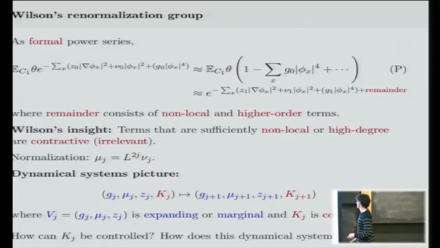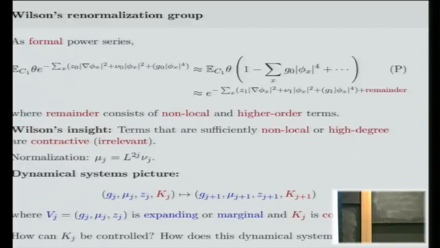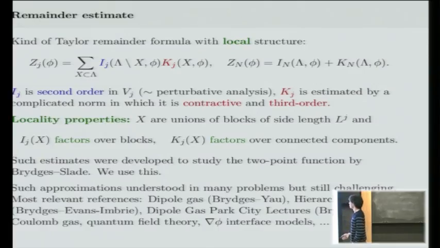So if we go back to Wilson's insight here, you have to make use of the fact that if you're looking at very non-local terms, they're much smaller, that they're decaying. So what you need is a much more elaborate version of Taylor's formula. Let me write it like this. So there's a sum over regions in space. There's a part that we'd like to know explicitly. That's second order. And there should be a remainder term.